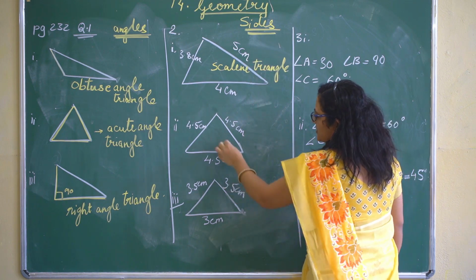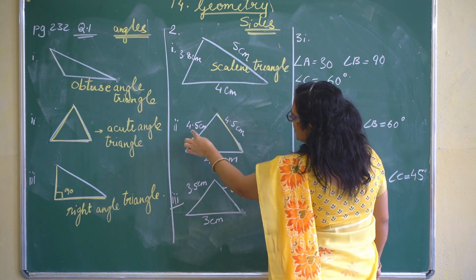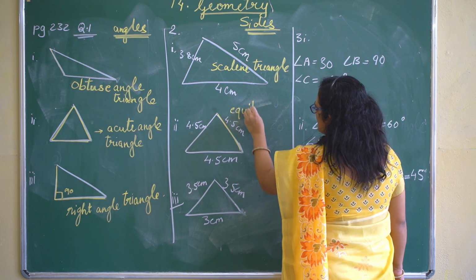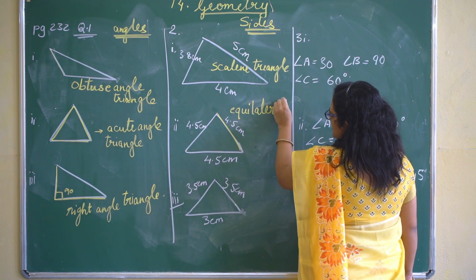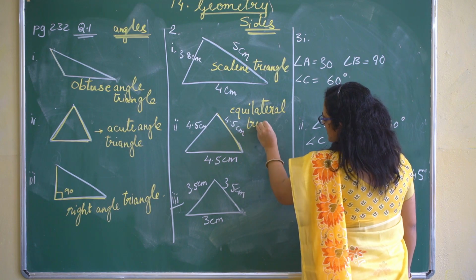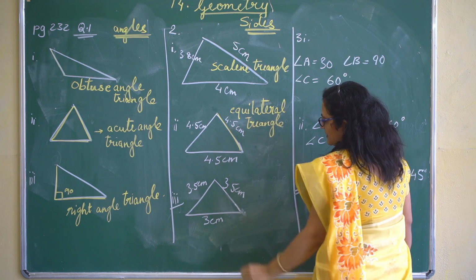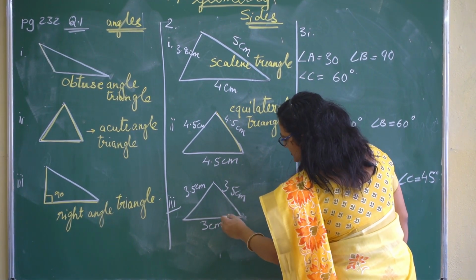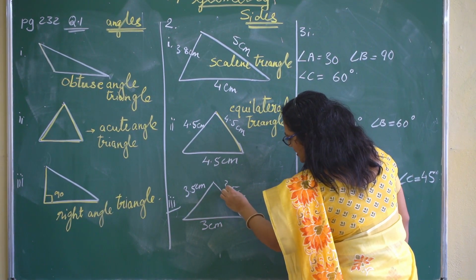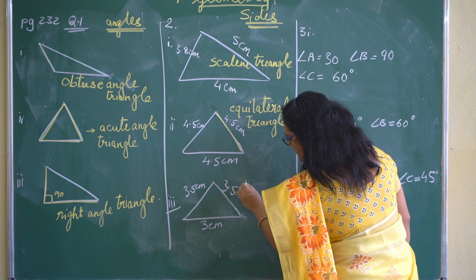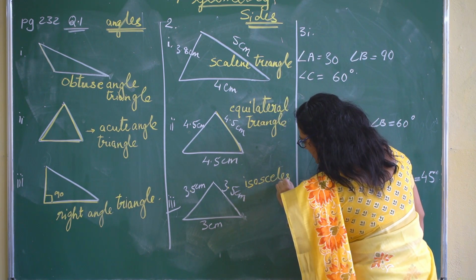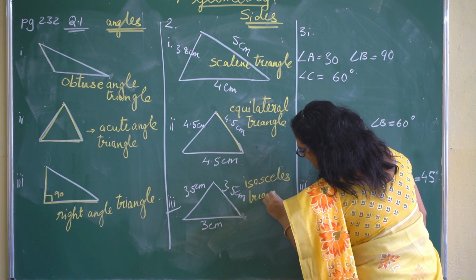In this, all the sides are equal, 4.5, 4.5, 4.5. So which type of triangle is this? Equilateral triangle. And last, two sides are equal and one side is not equal, 3.5, 3.5. So this type of triangle in which two sides are equal is called an isosceles triangle.